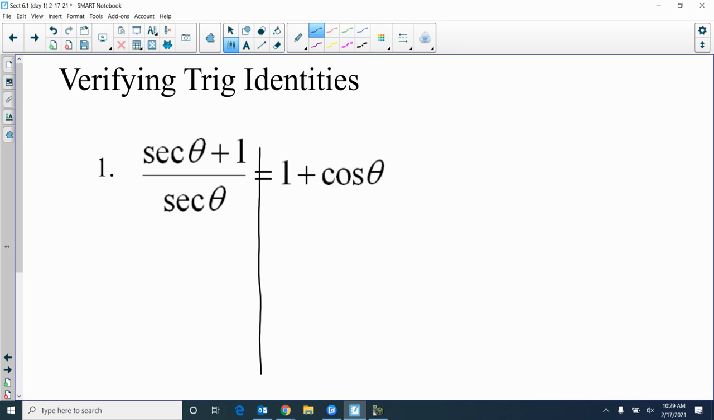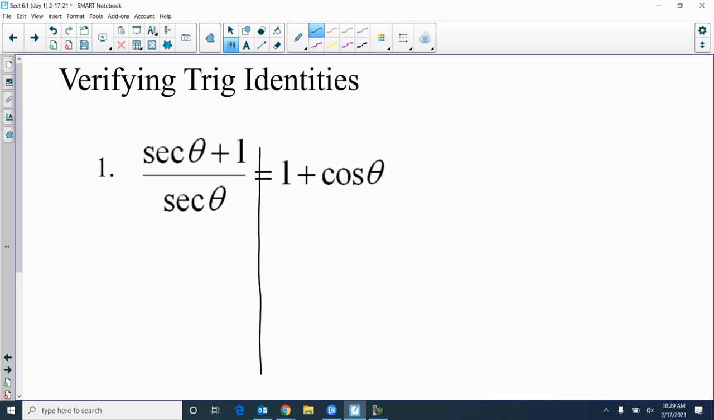All right, here are your guidelines. You can do any algebraic operations. You can add two things together by combining fractions, which means you've got to get a common denominator. Or you can use fundamental trig identities. So if you've got a cosecant, you can replace it with 1 over sine. Anything like that. All right, steps to verify.